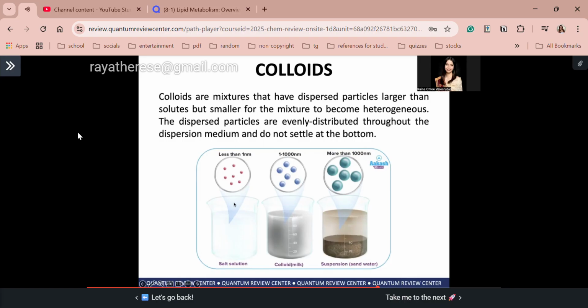For suspension naman, diba, yung sa suspension natin, we have particles settling at the bottom. So, for example, sand and water. So, the particles in suspension, their size is more than 1,000 nanometers. However, for colloids, guys, nasa gitna yan ng suspension mo. So, for example, we have here milk.